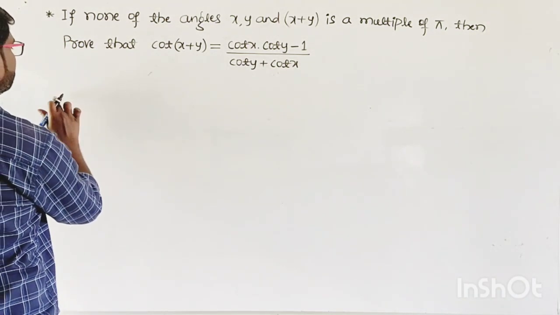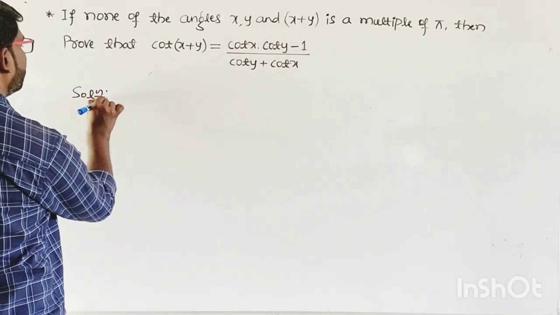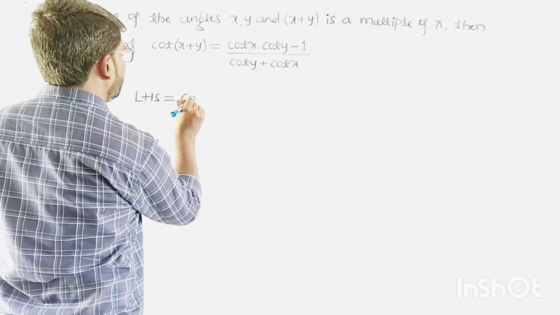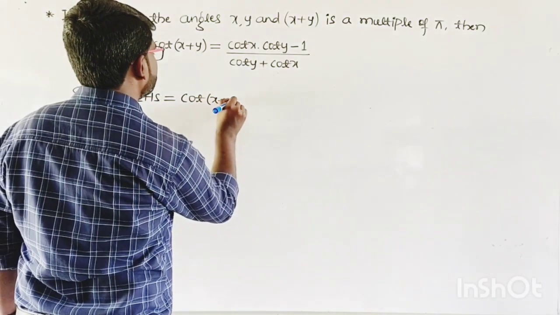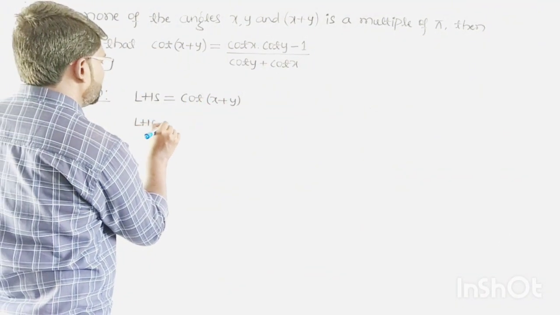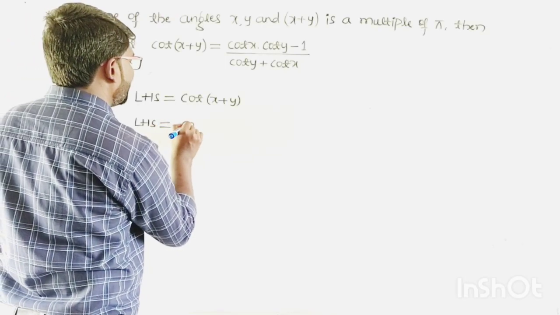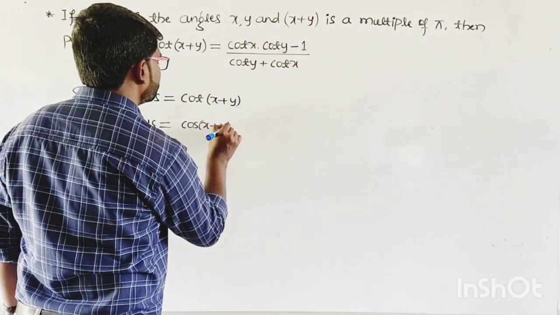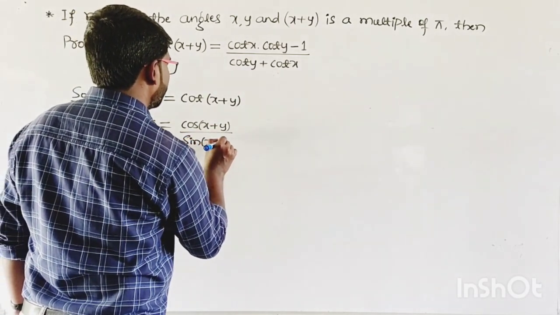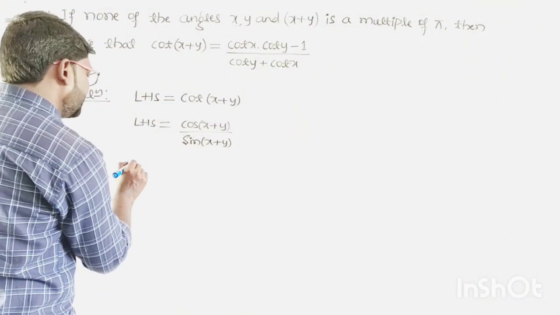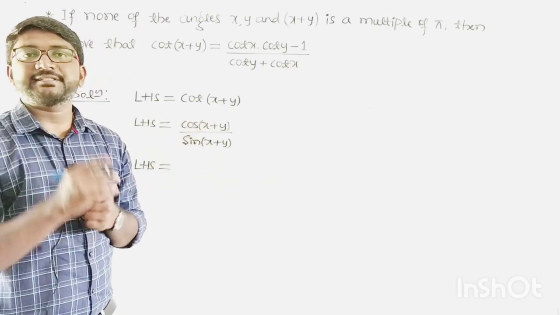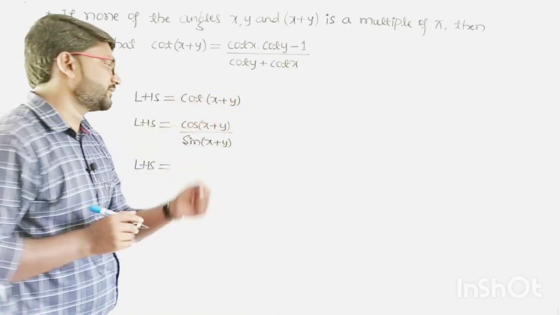So we will go for the solution. LHS is equal to cot of x plus y. Now LHS, which is equal to cot of x plus y, can be written as cos of x plus y divided by sin of x plus y. Then in the next step, we know the formulas of cos of x plus y and sin of x plus y. Let us now write the formulas.